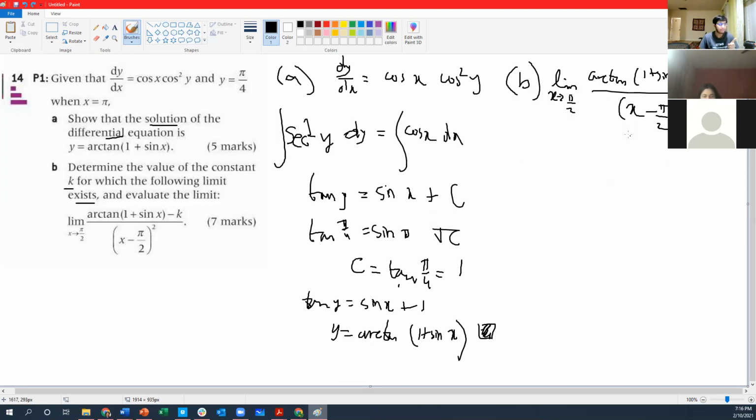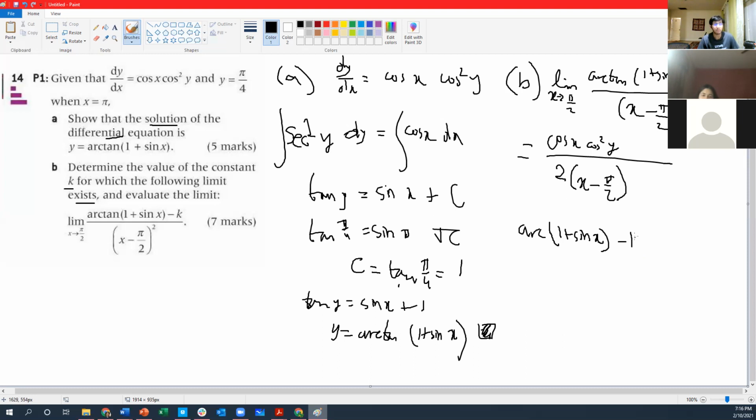So here's the thing. We can use L'Hopital. But when can we use L'Hopital? When it's in indeterminate form. So if it's an indeterminate form, k can't just be any willy-nilly number. The numerator has to equal 0. So in order to use L'Hopital's rule, we know that arctan of 1 plus sine x minus k has to equal 0. If it doesn't equal 0, then we can't use L'Hopital's rule.